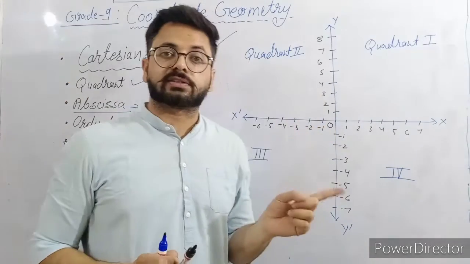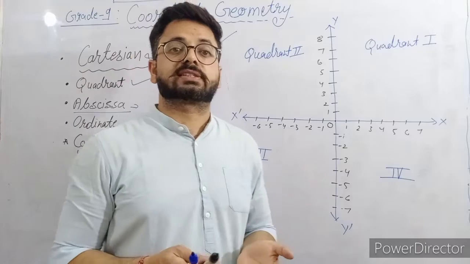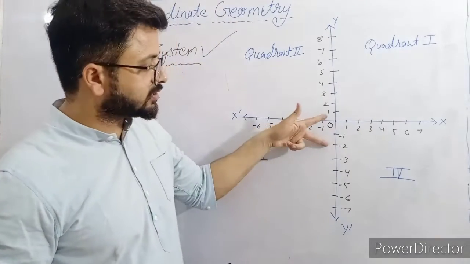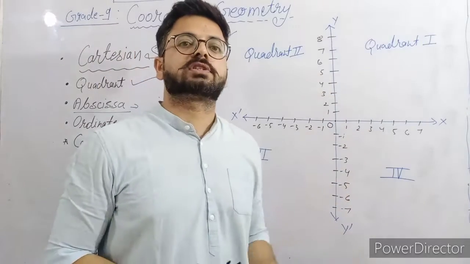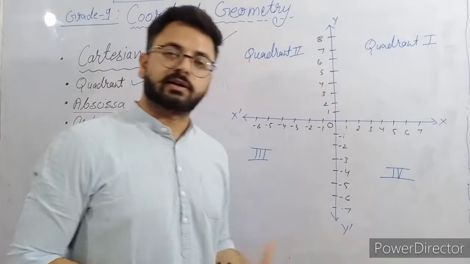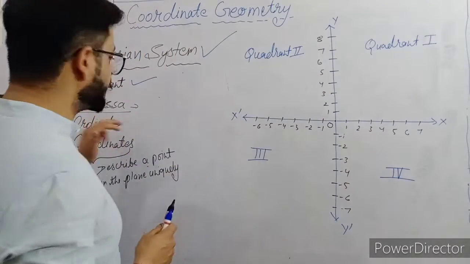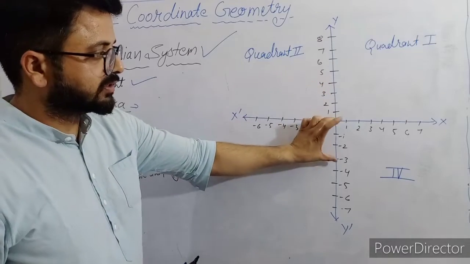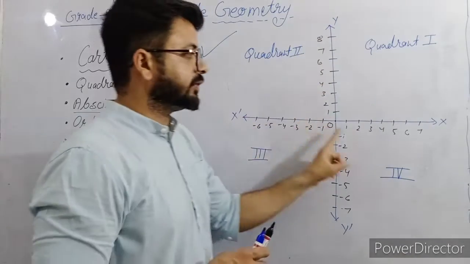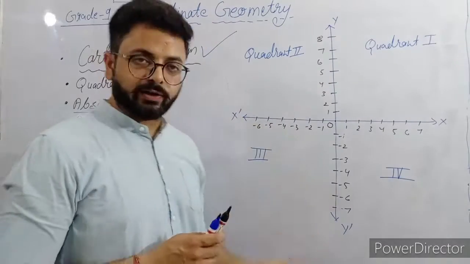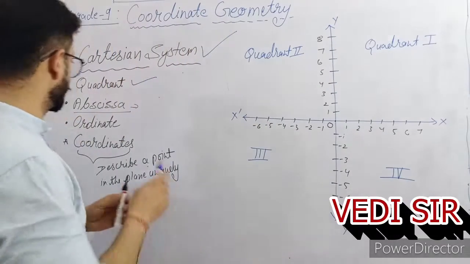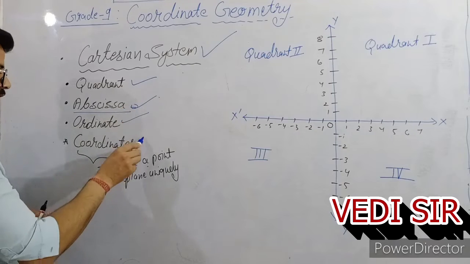Unit is not -2, but how can distance be negative? This is 2 unit distance, but the minus is showing the opposite direction, the negative side direction. So the ordinate is this distance, which is perpendicular from the x-axis, or we can also call it the y coordinate. Okay. Now I am telling you the coordinate.